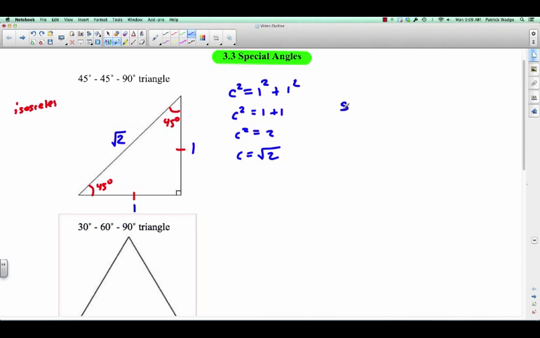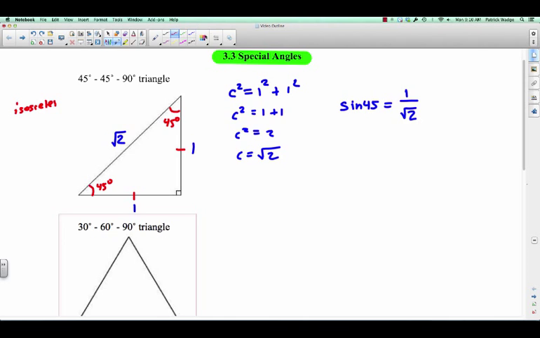Let's start with sine 45. If I want to know what sine 45 is, I look from either one of these 45-degree angles. It'll be the same, so I'll look from this one. Sine equals opposite over hypotenuse. Opposite is 1, and hypotenuse is root 2. So there you go. Sine 45 equals 1 over root 2.